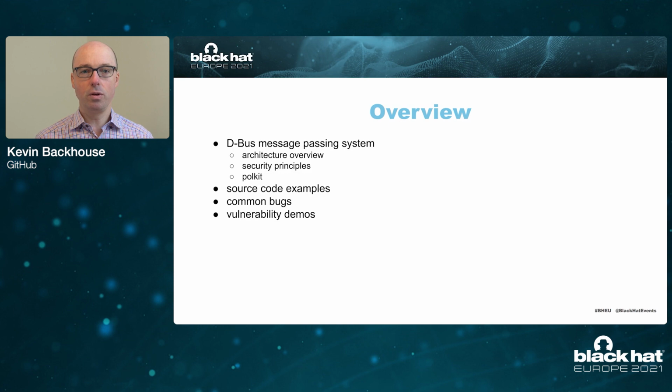I'm going to show you a few source code examples of what it looks like to program a dbus service, and I'll talk about some of the most common bug classes that I've seen. Finally, I'll show you a couple of demos of local privilege escalation vulnerabilities that I've found in the past year. Usually, privilege escalation vulnerabilities on Linux are caused by bugs in either the kernel or a setuid binary like sudo, but these vulnerabilities were caused by bugs in dbus services.